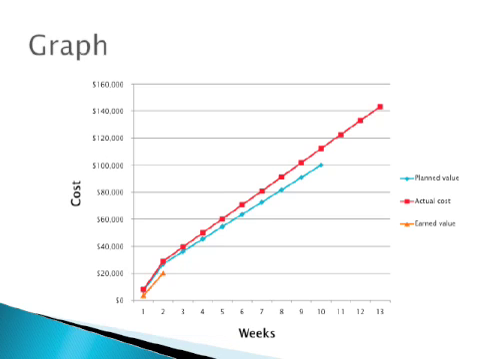And here in this graph, you can see the planned value, the actual cost, and the earned value over the 13-week period. According to the graph, the project will actually finish behind schedule in week 13 and over budget at approximately $140,000 instead of the budgeted $100,000.